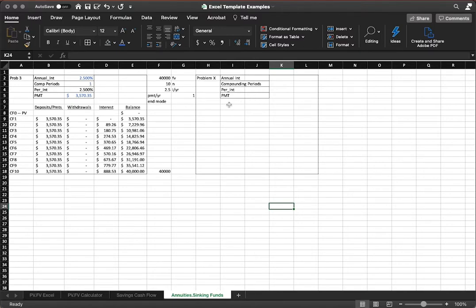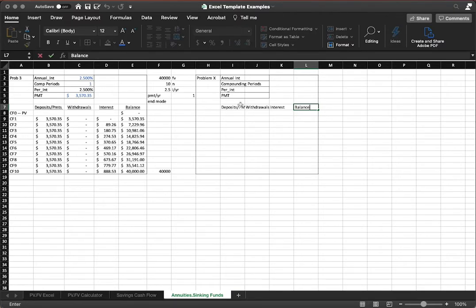Alrighty, now let's label our column headings. So deposits. So before we just had deposits, but now we're adding payments. Let's add our withdrawal column, our interest column, and our balance column.